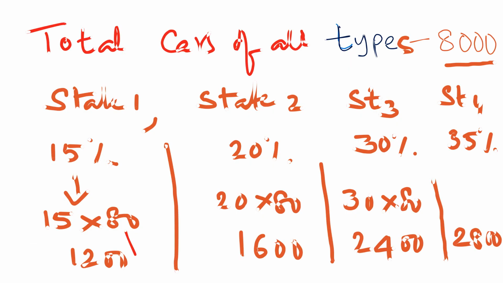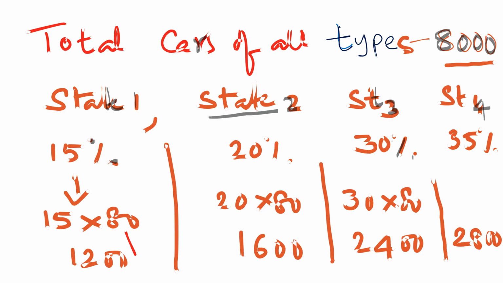So, how to attempt this question? I'm not giving the complete answer, but I'm giving the basic information. The total number of cars is 8,000. State 1 has 15% of the cars, state 2 has 20%, state 3 has 30%, and state 4 has 35% of the cars.